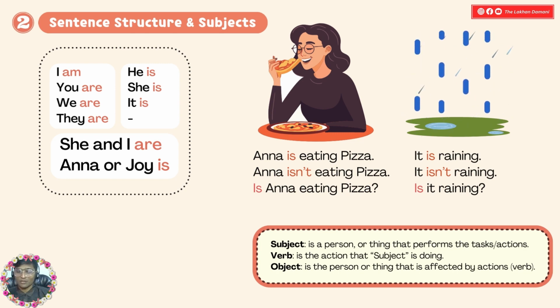In the last or previous lesson, we had a do, right? So we used here does. I have taught you Anna or Joy does because one of them. But here helping verbs are changed.